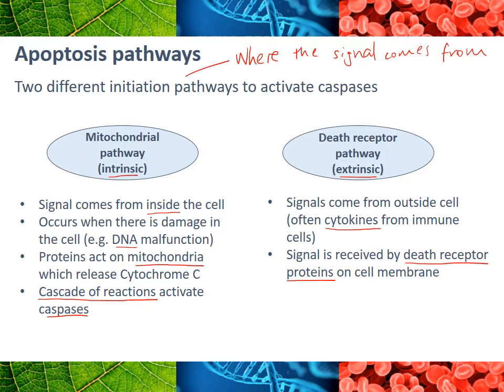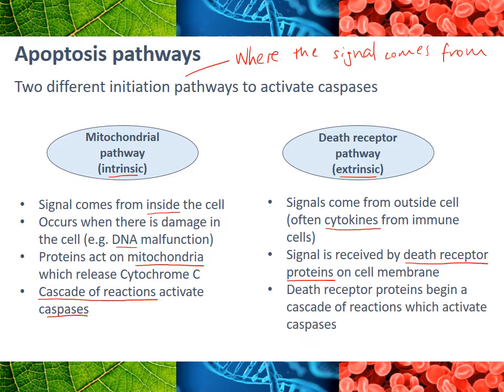I've got a diagram on the next slide to explain that. So the signal is received by a receptor in the membrane, and then, similar to how we looked at those secondary messengers, when you have a hydrophilic signal that attaches to a receptor on the membrane, the death receptor protein will again begin what we call a cascade of reactions that will switch on the caspases. Okay, so in both of these, we've ended with the same thing. We've ended with caspases getting activated, and that is what we need for apoptosis to occur.